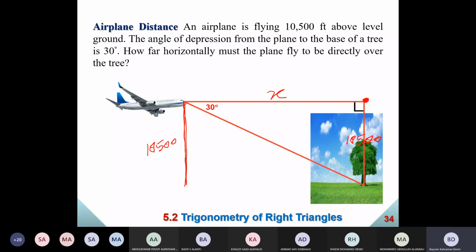So which function shall I use, Shabab? Tangent. Yes. Tangent 30 is equal to 10,500 divided by x, which equals 1 over root 3. Right, Shabab? Tangent 30 must be 1 over root 3. So then I am sure you can find the x here.